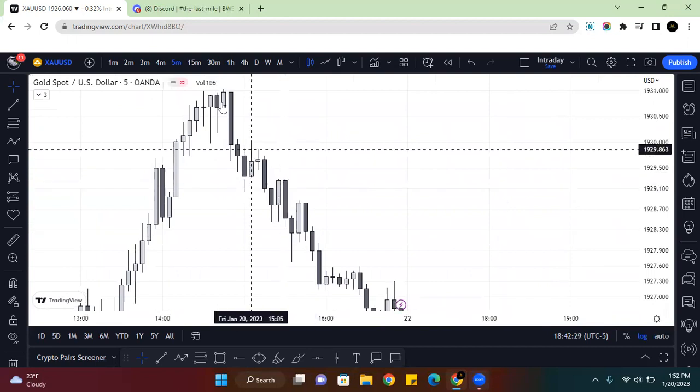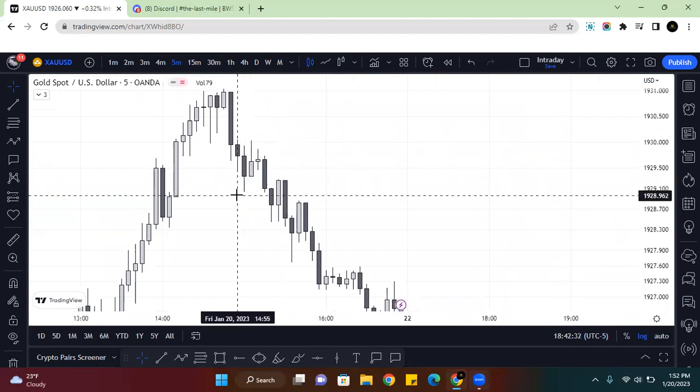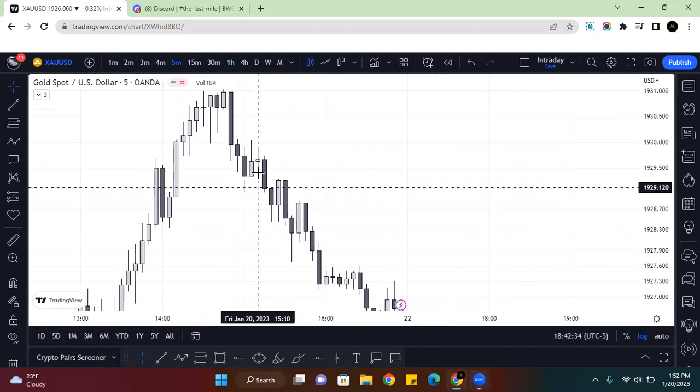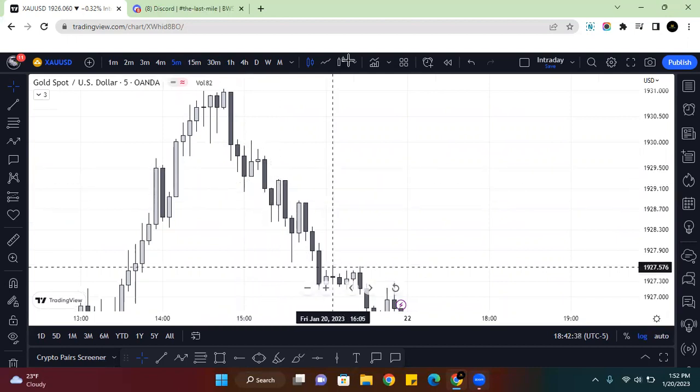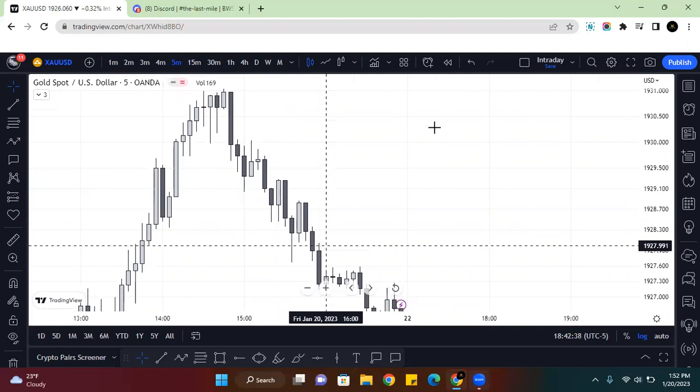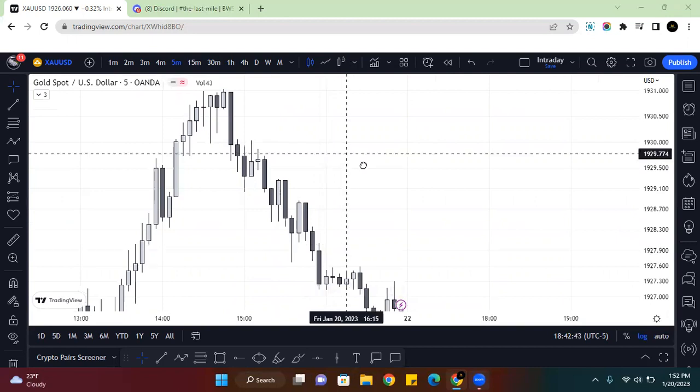It didn't trade into this imbalance, but it did show you that it's taking sell side again right here. Created another imbalance and then gave you another opportunity to get in. Boom, continuation. So that's how that works, right?